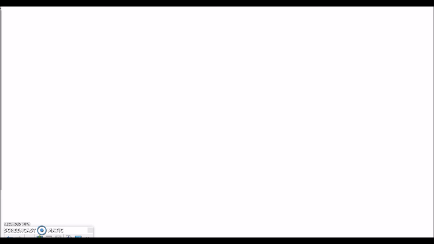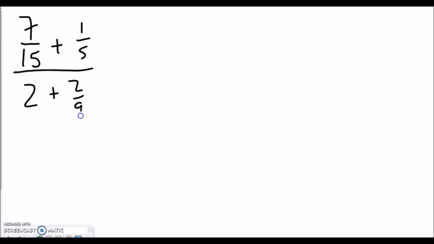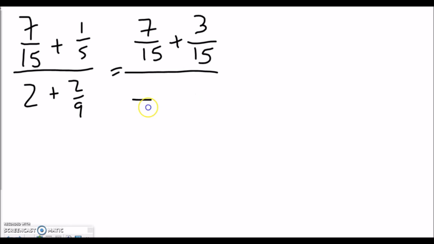Okay, let's try one last type, and we're going to have add subtract on both the top and the bottom. I will do it both ways on both problems. First way I'm going to do is common denominators. 15 for top and bottom. On the bottom, my common denominator is 9. So I get 18/9 and 2/9.